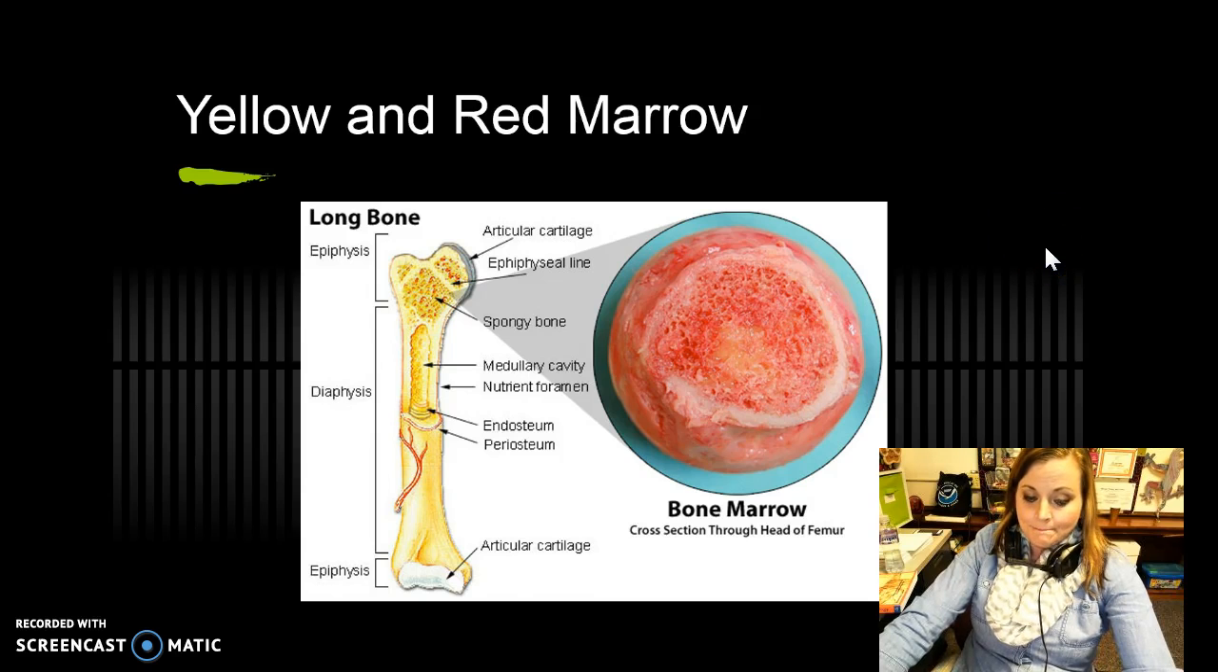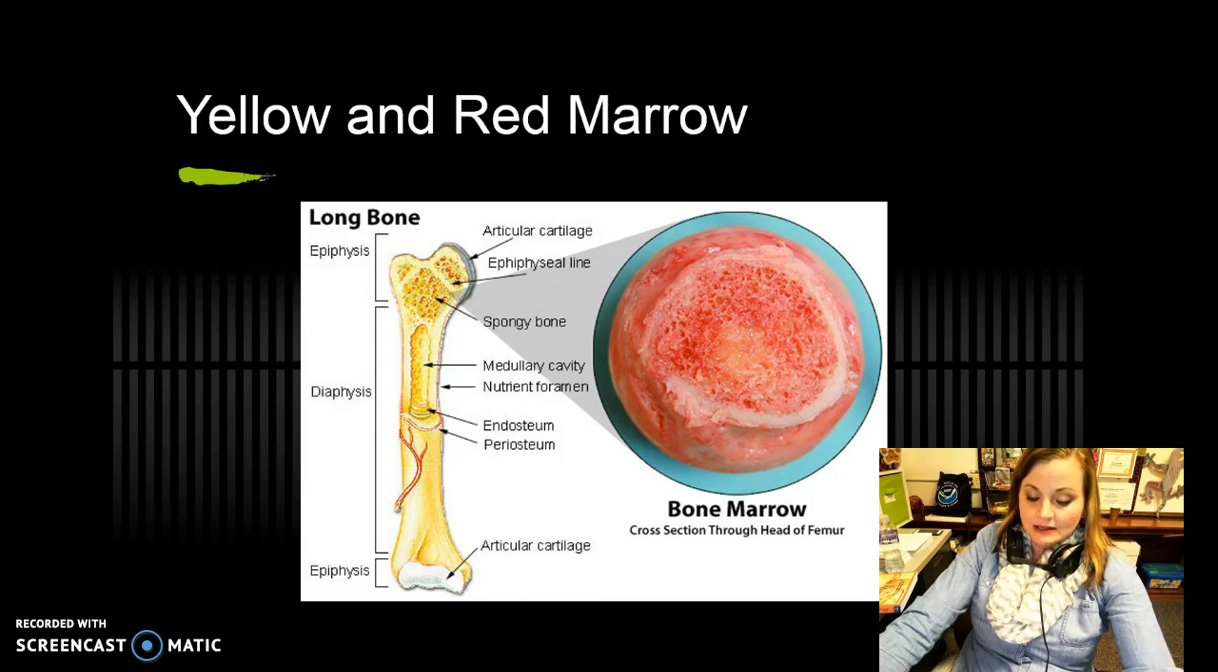So bones are also the site of bone marrow formation. And this picture is kind of gross, actually, but it is a cut cross-section of a head of a femur. And you can kind of see the bone marrow in there. It looks kind of like, I don't know, to me it looks like a gumball. But you can see the yellow and red bone marrow cells.